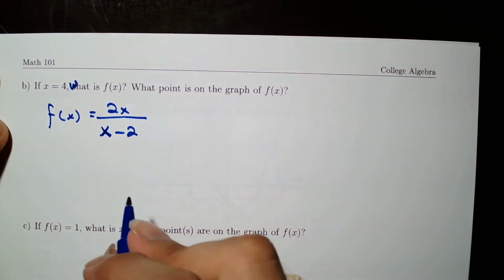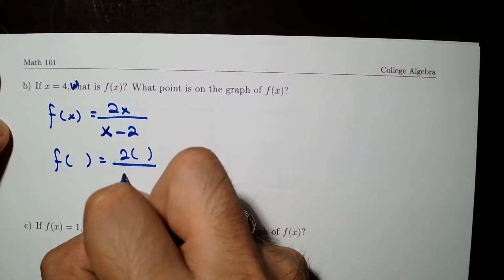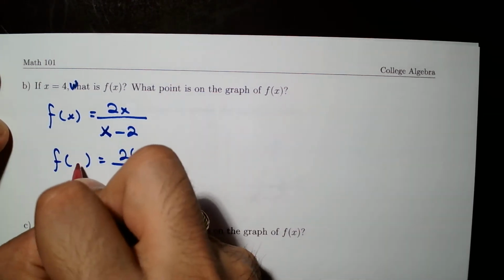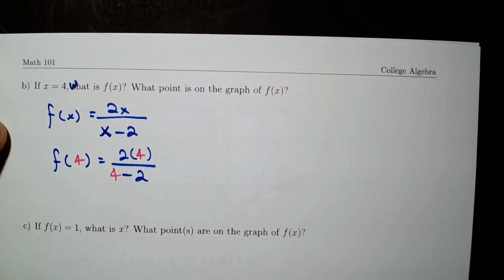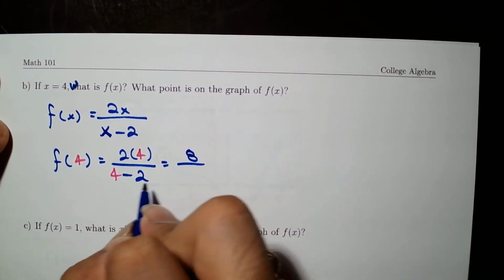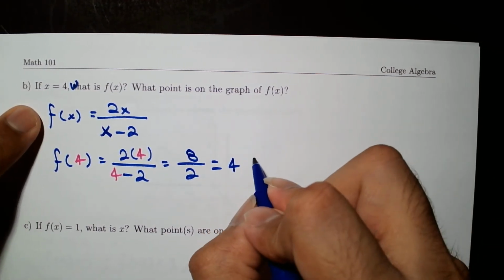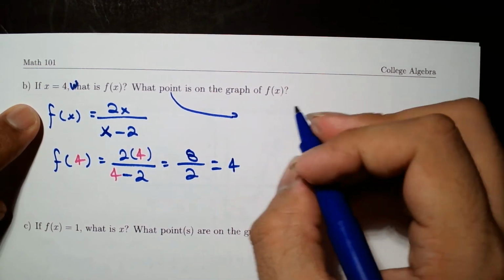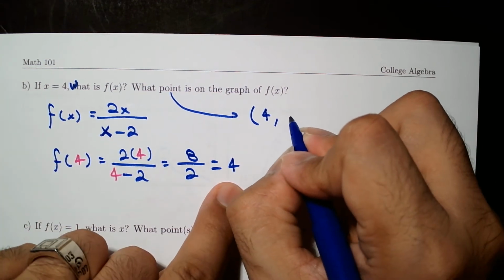So in this case they're asking us to essentially plug in the number 4 wherever we see the letter x, which in this case is going to be 2 times 4, which is 8, divided by 4 minus 2, which is 2, and then 8 over 2 is going to be 4. Now the question is, what point is on the graph of f of x? So in this case the point is going to be that in which x equals 4 and y equals also 4.